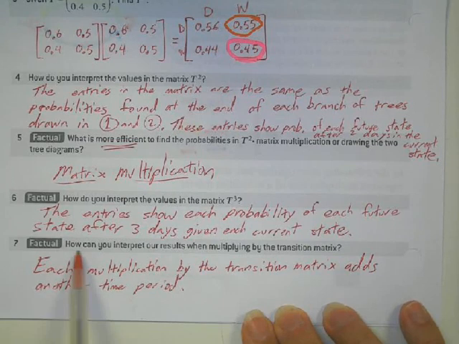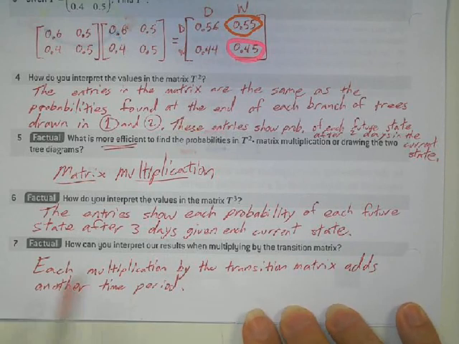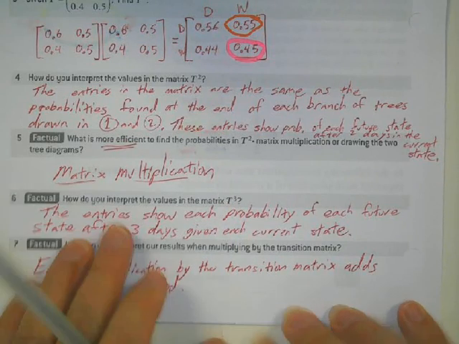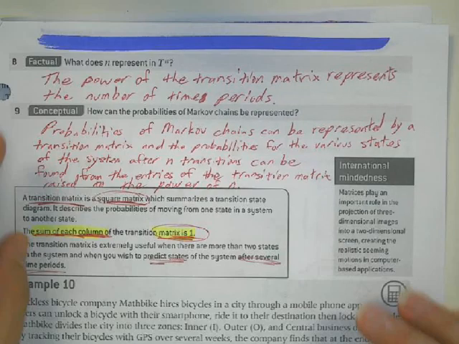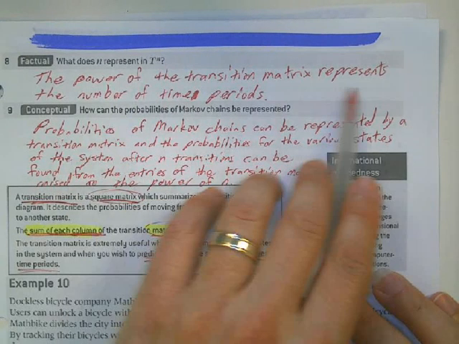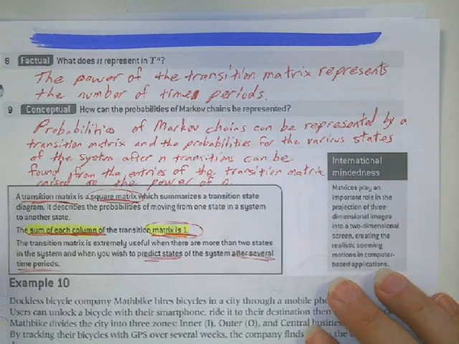Okay, so how can you interpret our results when multiplying by the transition matrix? Each time we multiply the transition matrix to itself, it adds another time period. So when we squared it, it was 2 days later. When I cubed my transition matrix, that was the equivalent of the results 3 days later. Okay, so what does the power in T to the n mean? The power here represents the number of time periods that we're going to do this.